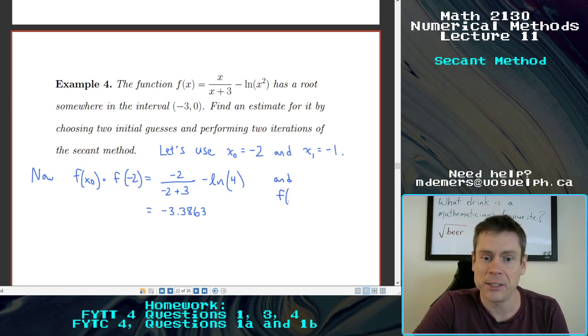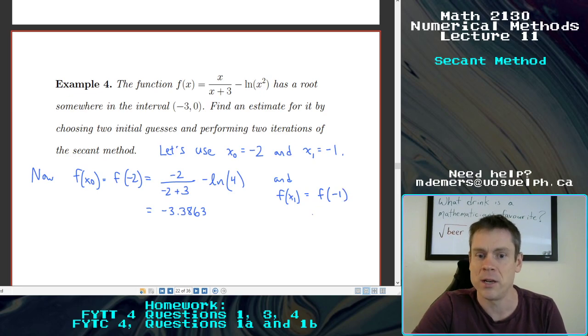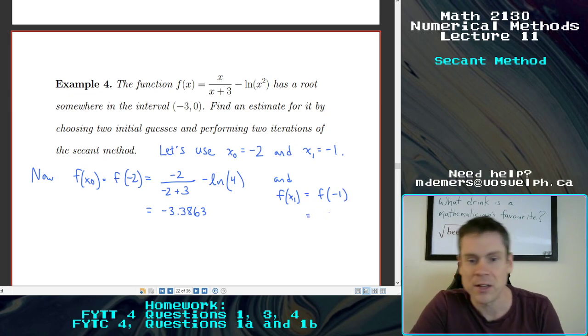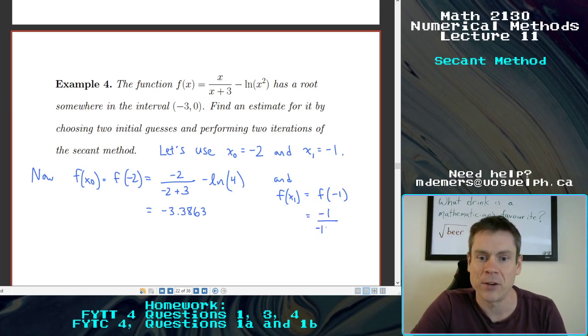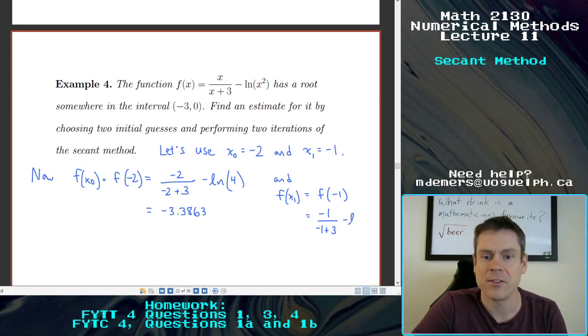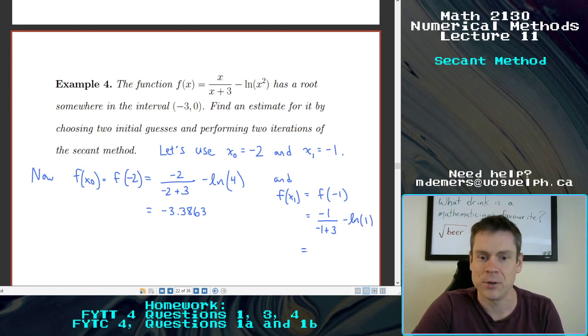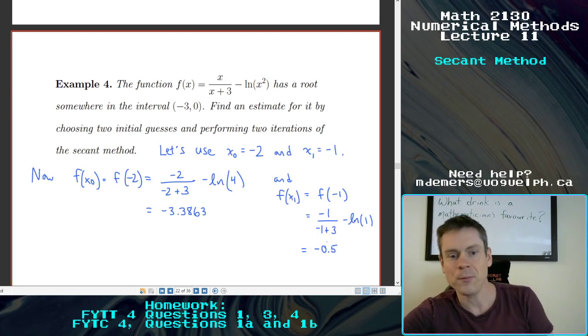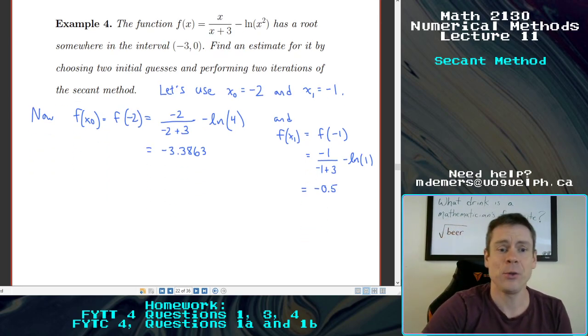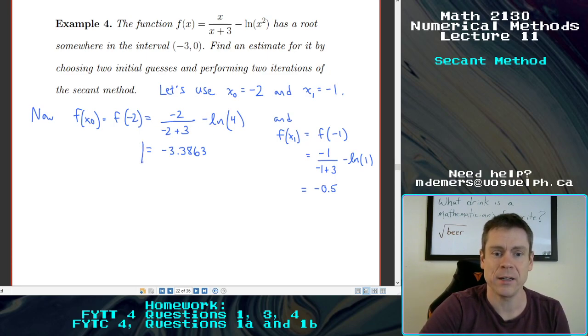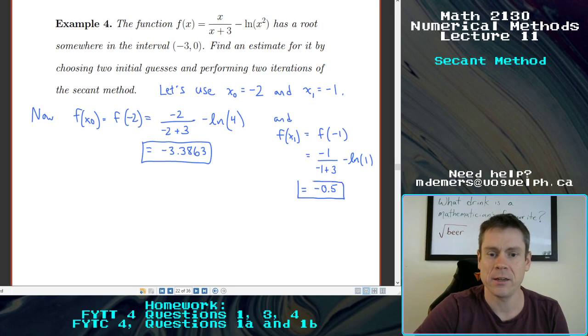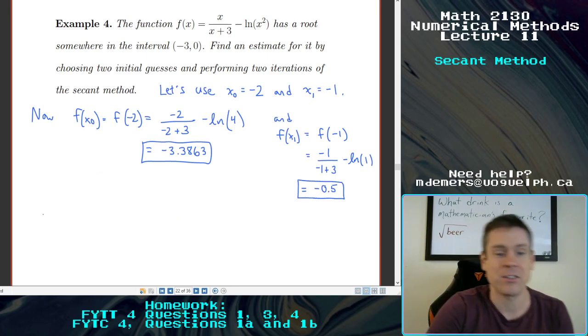And we can similarly do f of x1, and that is f of negative 1, and you work that out, that's minus 1 over minus 1 plus 3, and then minus the ln of 1, which is going to be 0. You end up with just negative 0.5 from the looks of it. Okay, so I have those quantities, f of x0 right here. I have f of x1 right here, and I can find f of x2 by using that formula.